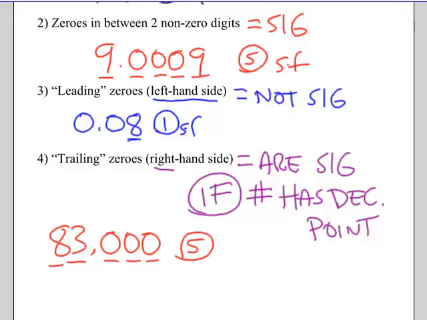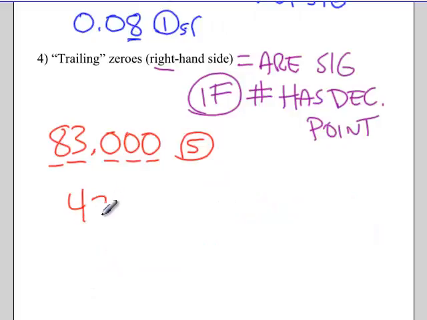If I had a number 470.0, again the 4 and the 7 are always significant. Now I have two zeros. These are still trailing zeros. It doesn't matter whether they come after the decimal point or before the decimal point. What matters is, does the number have a decimal point? And this one does, so those zeros are also significant. So this number 470.0 has 4 sig figs.